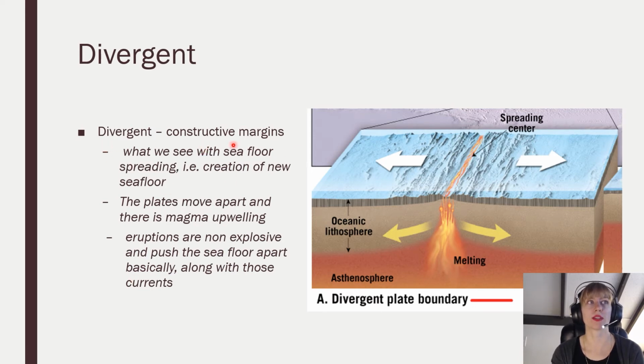So divergent boundaries are constructive margins. Okay, they create. We see seafloor spreading here, the creation of new seafloor. So creation of new seafloor with divergent and constructive. Plates move apart, like we can see here. Plates move apart, and magma comes up and moves out. Eruptions are non-explosive, and they push the seafloor apart because it's moving with those asthenospheric currents, as well as new magma coming up and being pulled out by gravity.